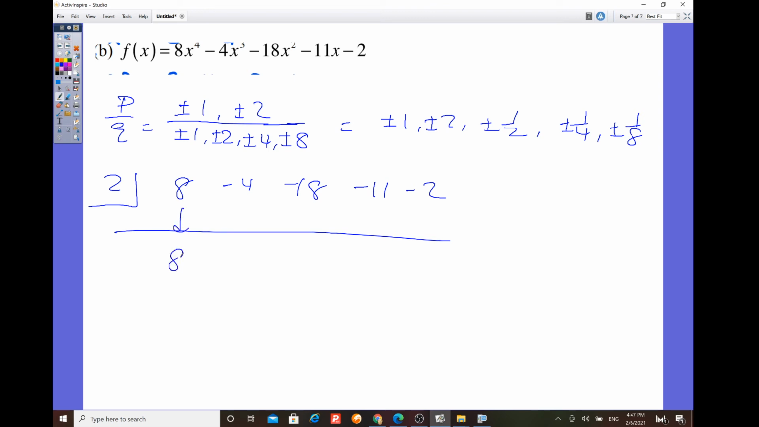So 8, bring it down. 8 times 2, 16, plus negative 4, then that'll be 12. 12 times 2, 24, plus negative 18, 6. 6 times 2, 12, plus negative 11, 1. 1 times 2, 2. Bingo. It works. So let's keep going.